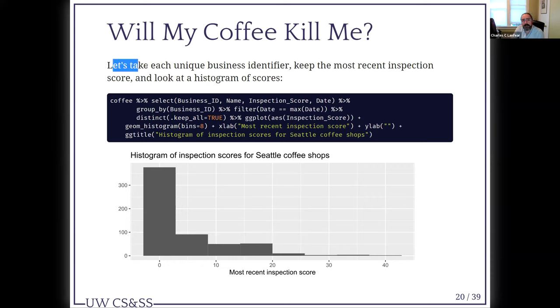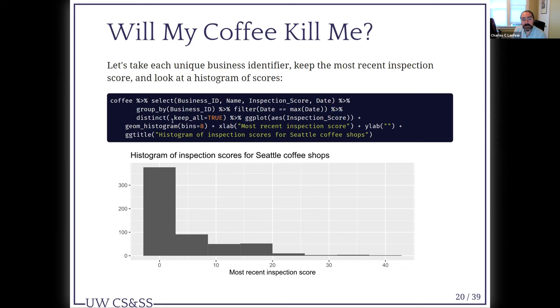What I'm gonna do here is take a look at each unique business identifier, keep only its most recent inspection score, and then display a histogram of those scores. So I say, take my coffee data, and then select business ID, name, inspection score, and date, and then group it by its business ID, and then filter so date equals the maximum date within that business ID. This right here is a way to get the most recent inspection for each one of the businesses, because each business probably has a different inspection date, but whatever business I'm looking at, its most recent inspection will always be the maximum date in that particular business.